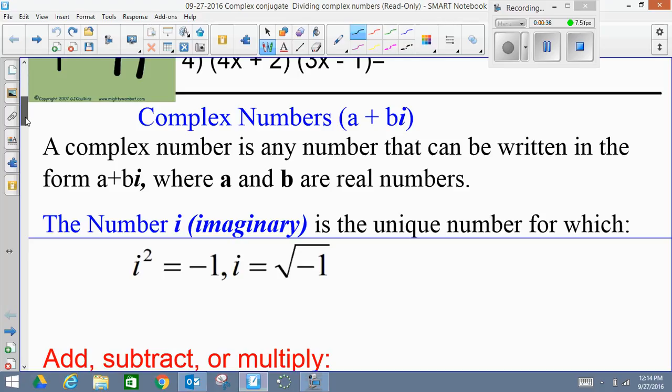Complex numbers, a plus bi. A complex number is any number that can be written in the form a plus bi, where a and b are real numbers. So a and b can be 2, 3, 4, -5, -7, -10, any number, and the i will be the imaginary part. i is equal to the square root of -1, like I said over here, and i squared is equal to -1. So whenever we multiply, we'll be using the i squared a lot. We turn the i squared into a -1.